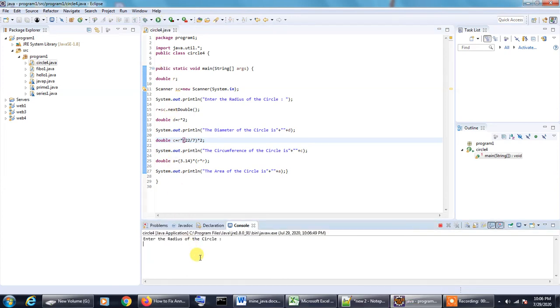Let me enter the value of the circle's radius as 6. The diameter is 12, the circumference of the circle is 36, and the area of the circle is 113.04. So this concludes this tutorial.